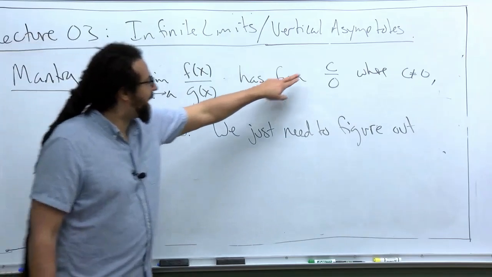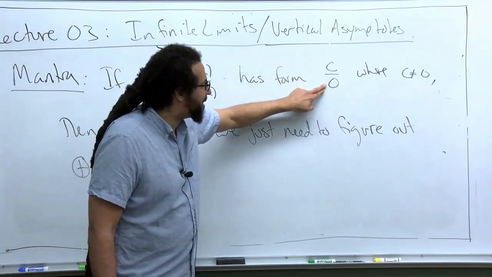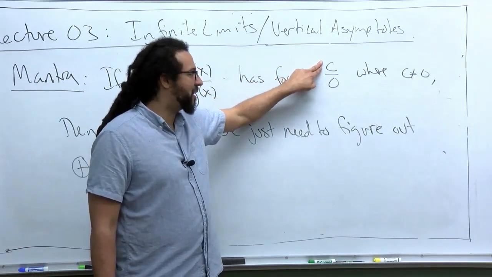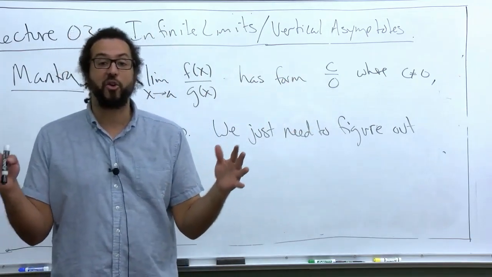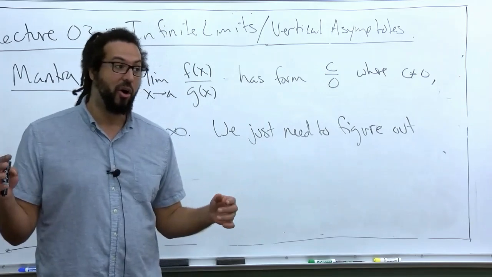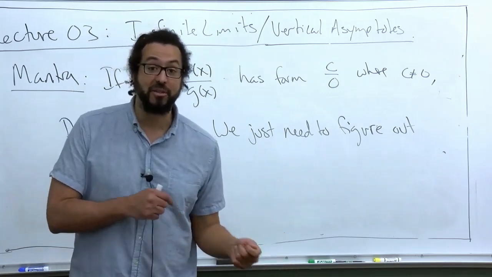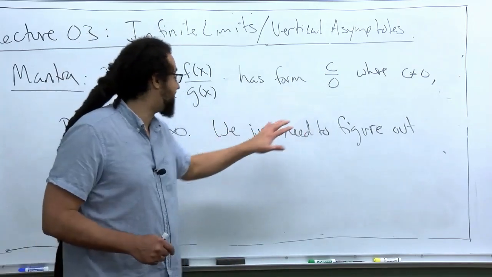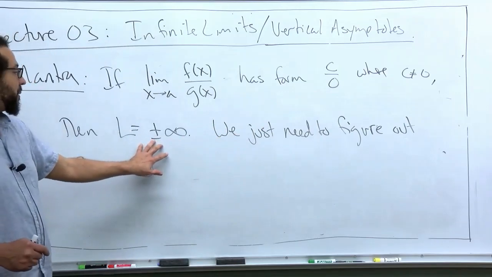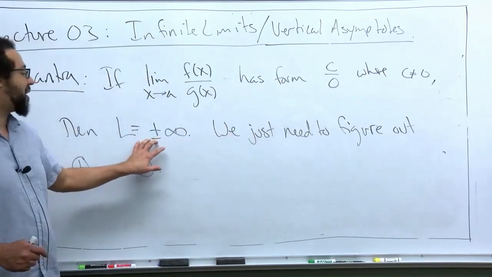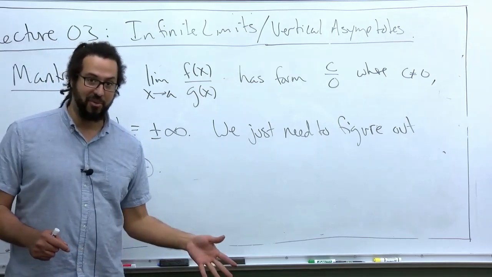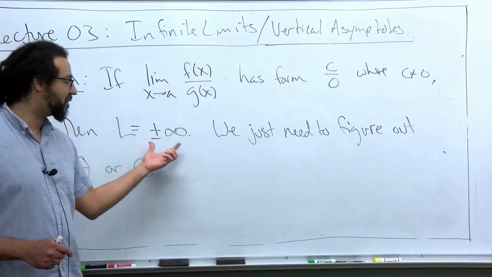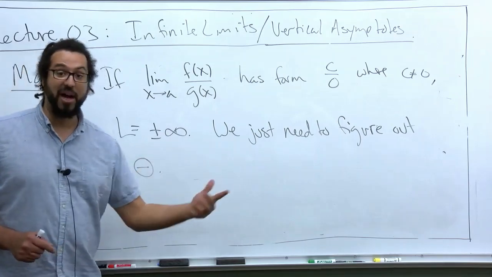So here we've got a very small denominator and a fixed numerator, so we should expect that this ratio is either very large, so positive infinity, or very large in the negative direction, negative infinity. So we just need to figure out which one, right? How do we figure out which one? So that's what we'll look at in the next several examples. I'll give you a couple of techniques you can use to figure it out without having to draw a picture.